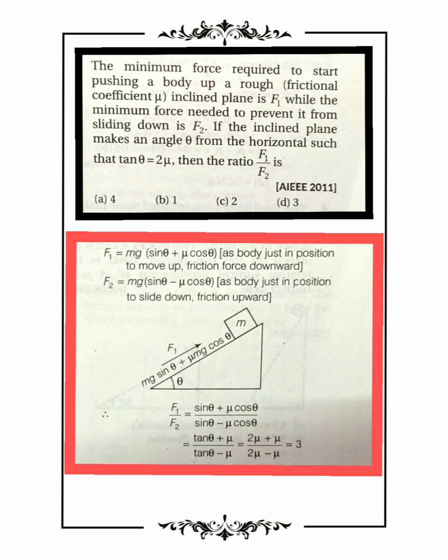When F1 is divided by F2, we get mg cancels, (sin theta plus mu cos theta) by (sin theta minus mu cos theta). Dividing numerator and denominator by cos theta, we get (tan theta plus mu) by (tan theta minus mu). Since tan theta is given to be equal to 2 mu, (tan theta plus mu) by (tan theta minus mu) is equal to (2 mu plus mu) by (2 mu minus mu), that is equal to 3. Therefore, the option is D.